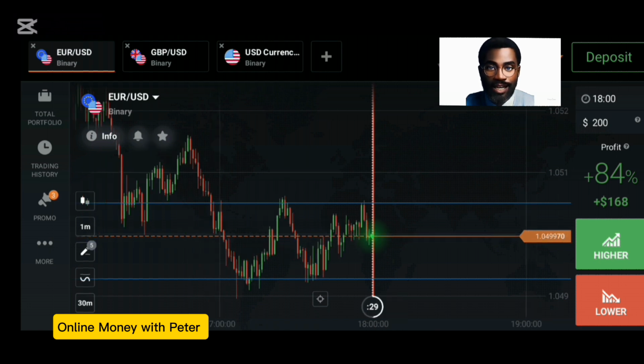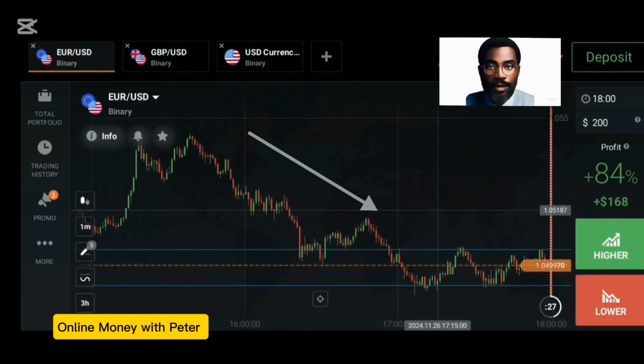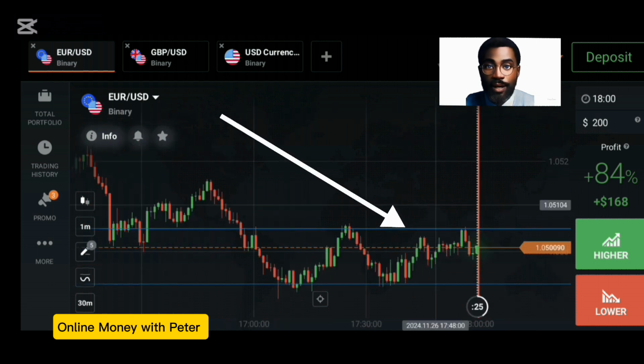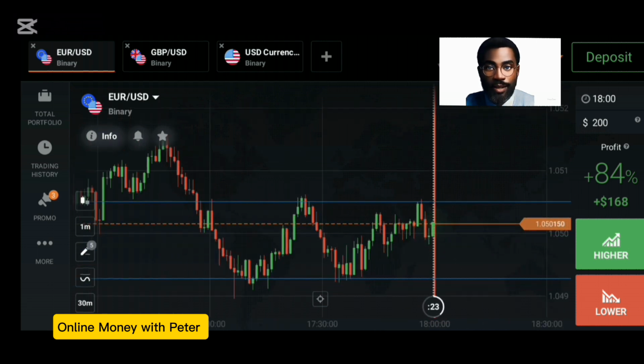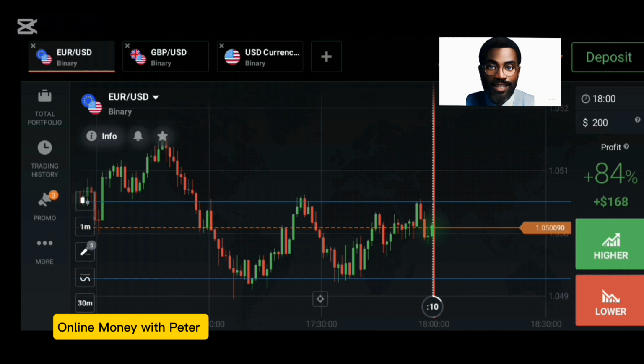But the overall trend, of course, is on a downtrend, and it will be to my own advantage if I place a sell trade rather than a buy trade. Okay, so let's just wait for this candlestick to get to a very good location before I place my sell trade. But however, let me check another pair.